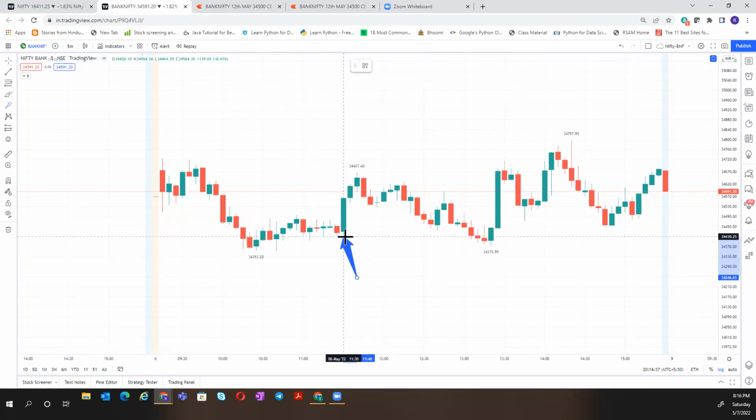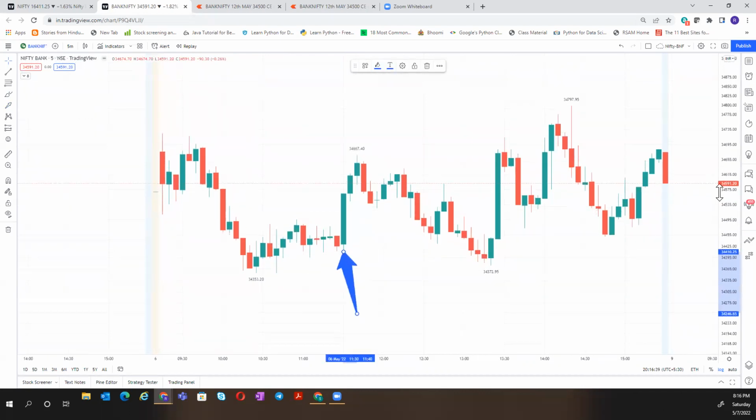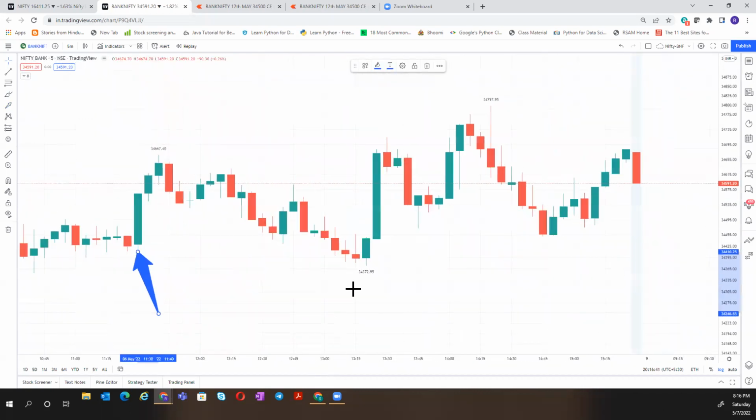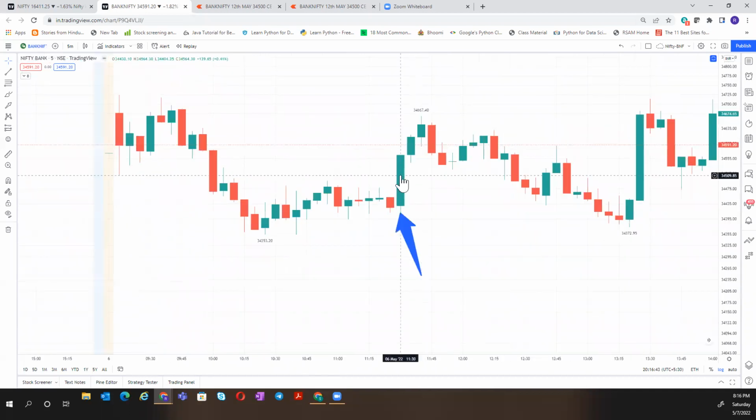Watch this candle. I'll make it big for you, and once you understand, it will be very simple. It closed with no wick at all, at 34,430. The next one opens at 34,565.